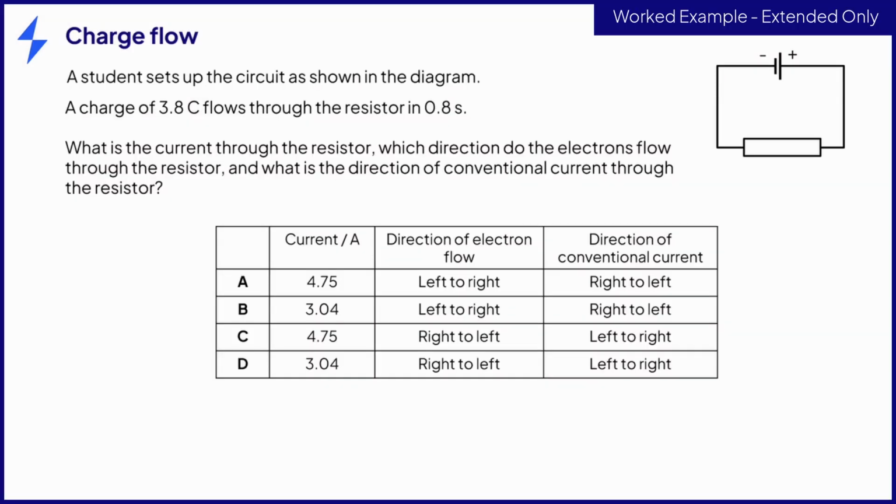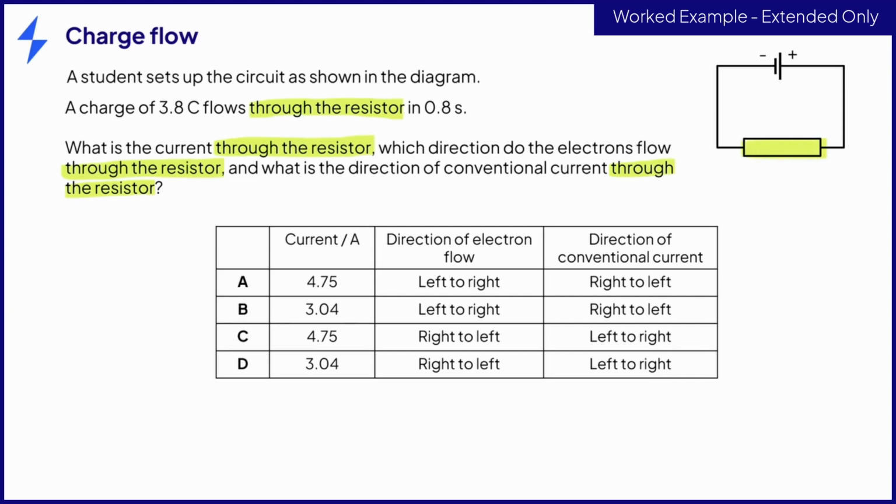Let's take a look at an example exam question. A student sets up the circuit as shown in the diagram. A charge of 3.8 coulombs flows through the resistor in 0.8 seconds. What is the current through the resistor? Which direction do electrons flow through the resistor? And what is the direction of conventional current through the resistor? Okay, so we know that the focus of the question is through the resistor.